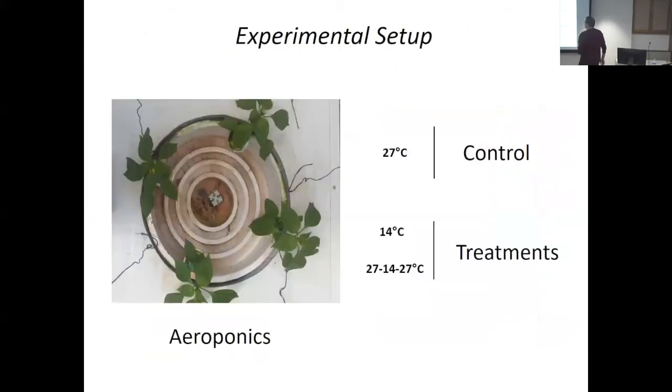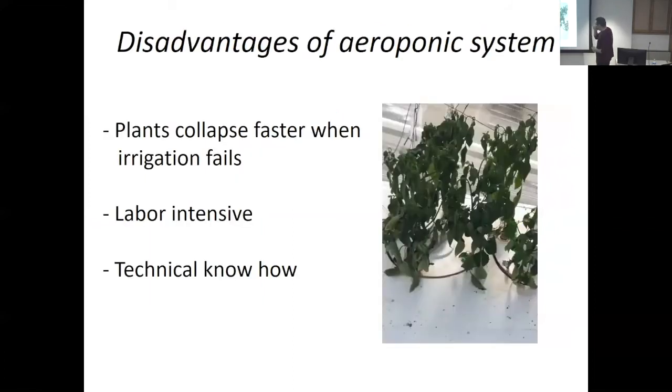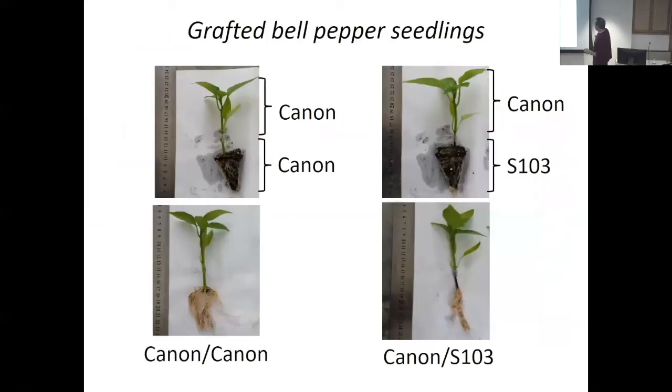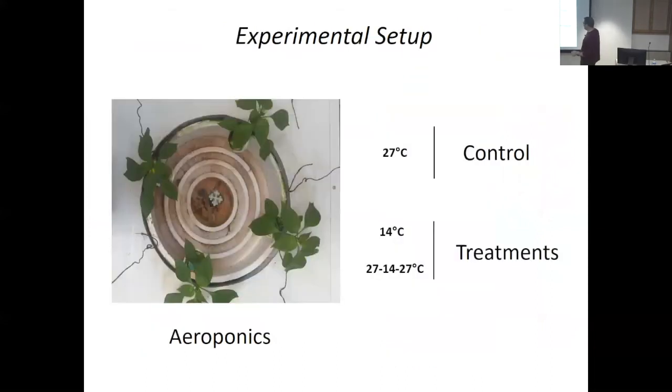So I'll just show you an example of research that was done. This is grafted bell peppers taken from the company Syngenta, in collaboration with them. We are very interested in roots and different root stocks. So here we grafted Canon and Canon, and here we grafted Canon and S103, and we looked at the effect of low temperatures on the root zone. We grow the plants either at 14 degrees for just 1 week and then recovery, or at 27 degrees.